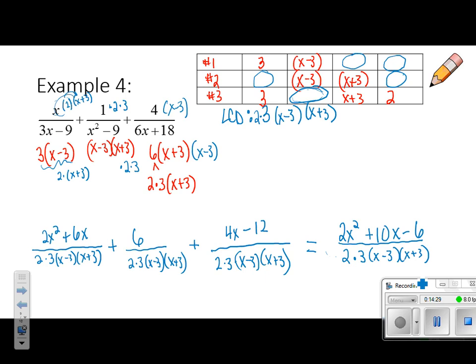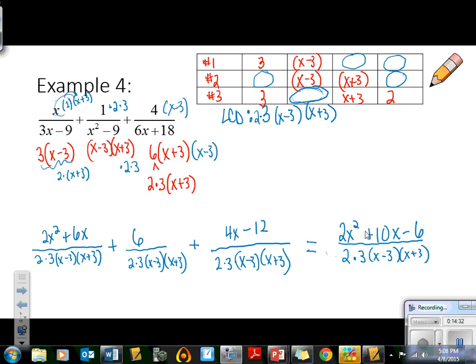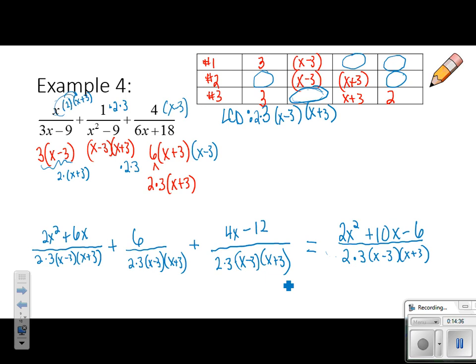Whew, we might be done, but we're not. We can take a 2 out of the top. So we're going to get 2 times x squared plus 5x minus 3 all over 2 times 3 times x minus 3 times x plus 3.